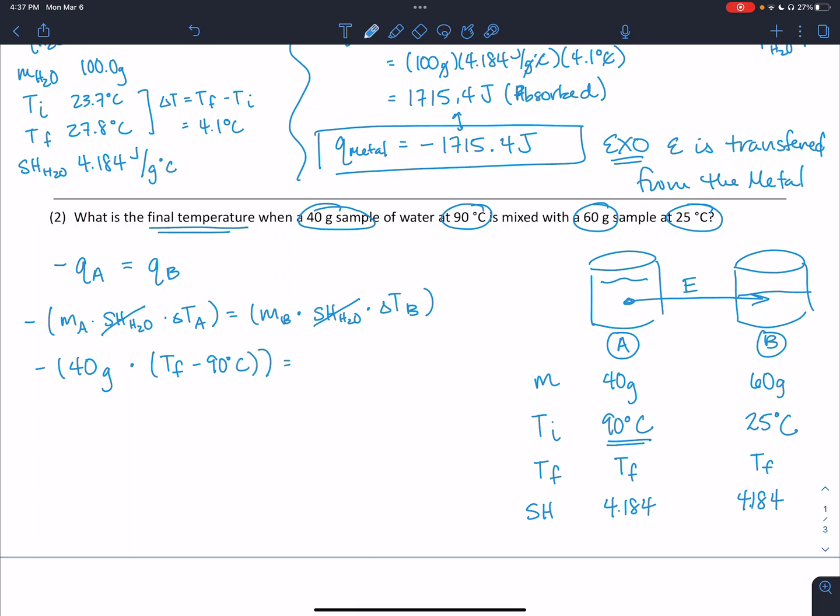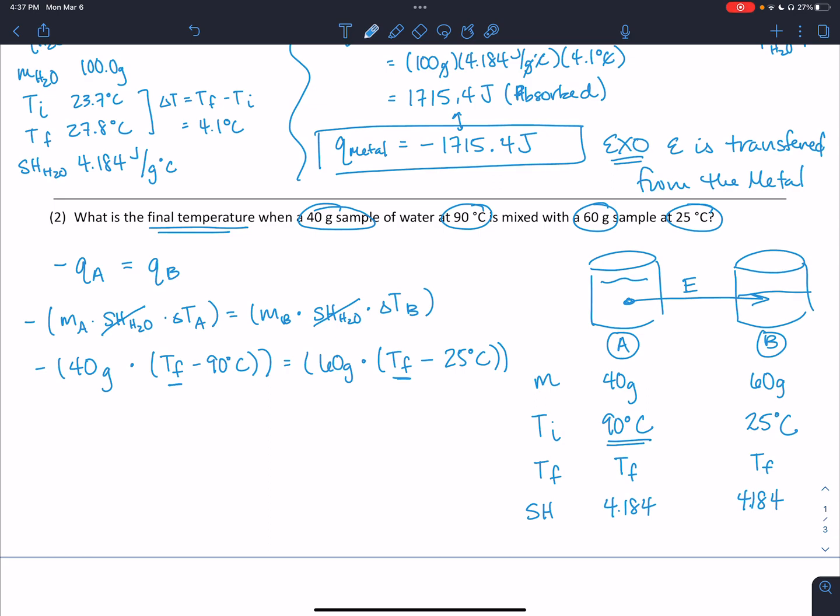On this side, I'm going to put in my mass of B, which is 60 grams, times delta T of B, which is T final minus 25 degrees Celsius, because that was the initial temperature for my B beaker. So you can see I really only have one unknown here, T final.